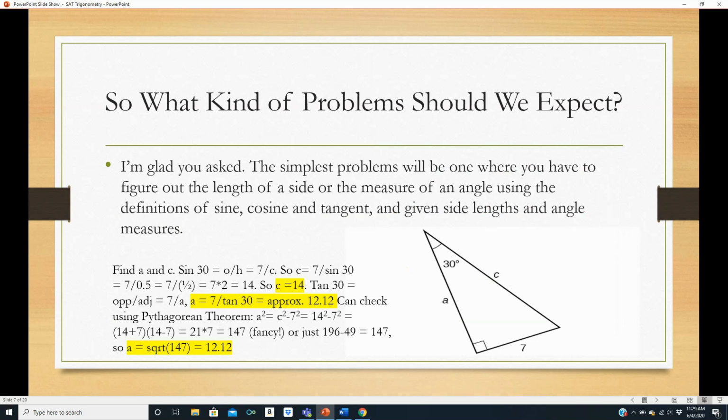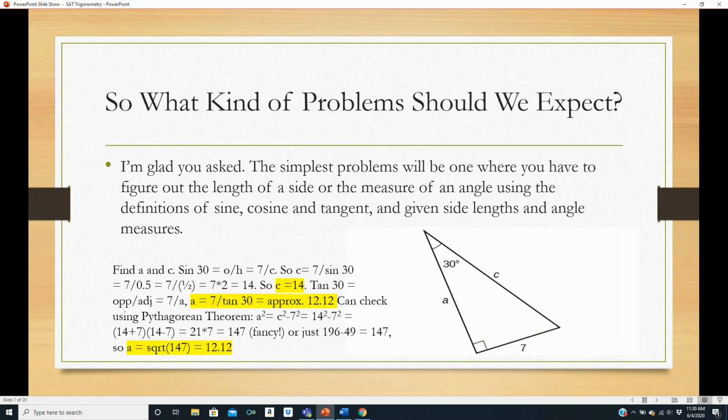Okay, so what kind of problems should we expect? Well, I'm glad you asked. The simplest problems will be ones where you have to figure out the length of a side or the measure of an angle using the definitions of sine, cosine, and tangent, and given side lengths and angle measures. So they're probably going to do something like this here. Again, Creative Commons license. We know this is a 30-degree angle. We know that this is a right angle, so we can also figure out that this is a 60-degree angle, but that's not that important right now.